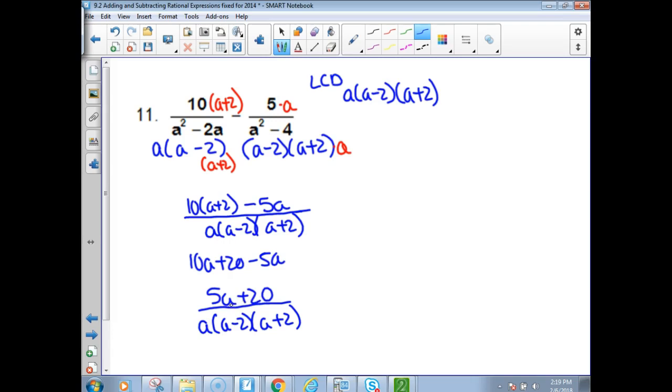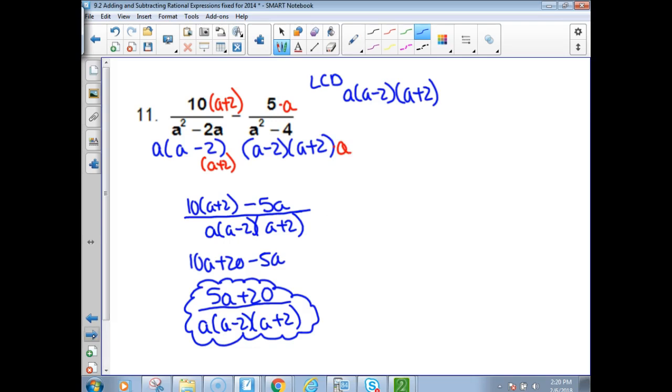is there going to be a point to factoring that numerator? Yeah, we could, but will it do anything? Well, if we factor out a 5, we're going to get 5 times a plus 4. Will anything cancel? No, so we don't need to go any further. So if it's not going to help you reduce it, there's really no point. It wouldn't be wrong to have it factored though.